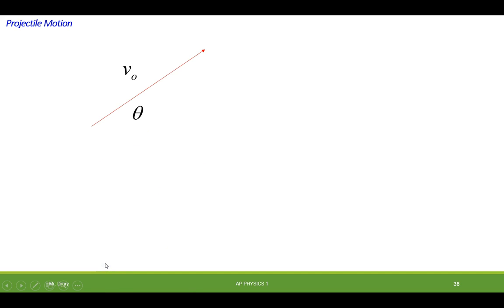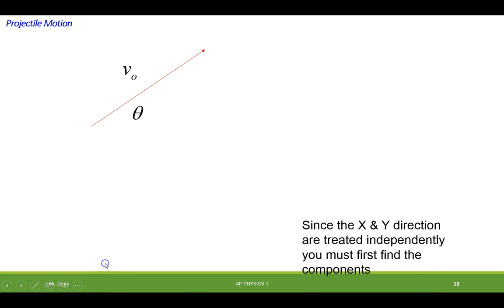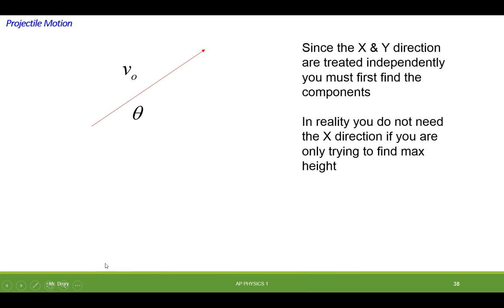Since the initial velocity was given and the angle was given, we're going to have to break it into components because they have to be treated independently of each other. Now, in reality, we don't really need the x direction for this problem, but I'm going to do it anyhow.